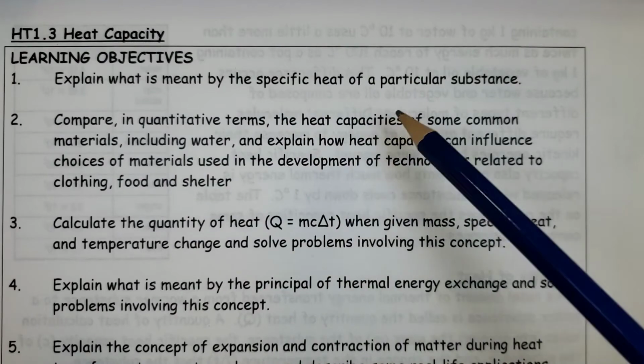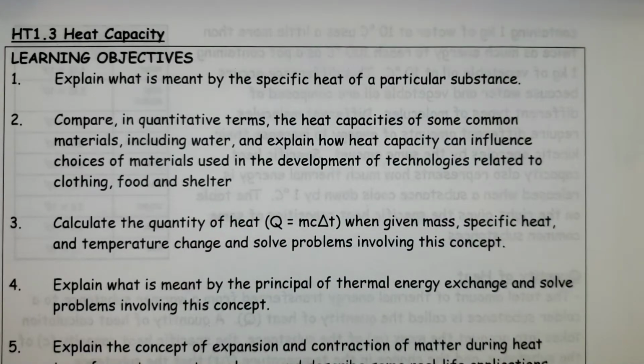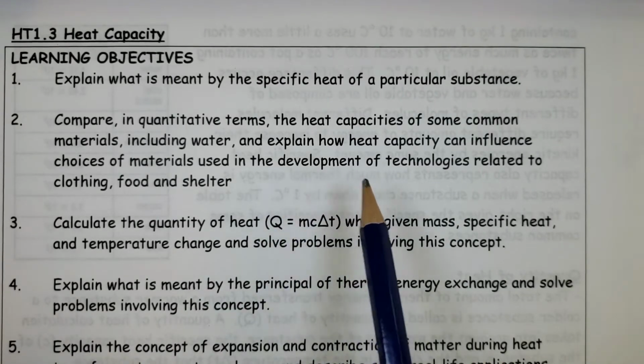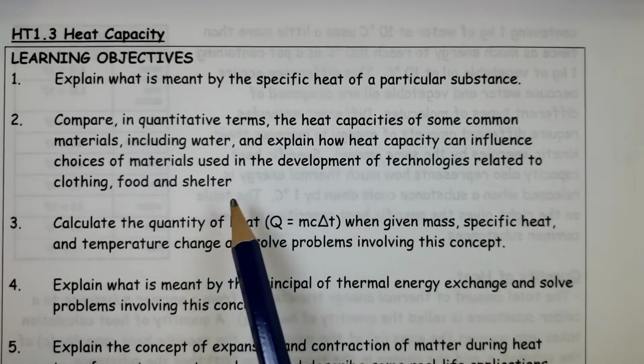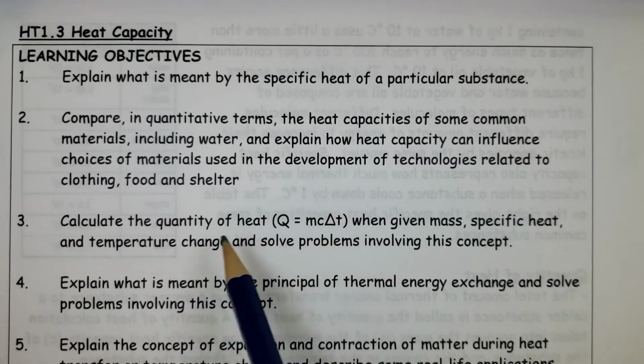Explain what is meant by specific heat of a particular substance. Compare in quantitative terms, so with numbers, the heat capacities of common materials including water, and explain how heat capacity can influence choices of materials used in development of technologies related to clothing, food, and shelter.